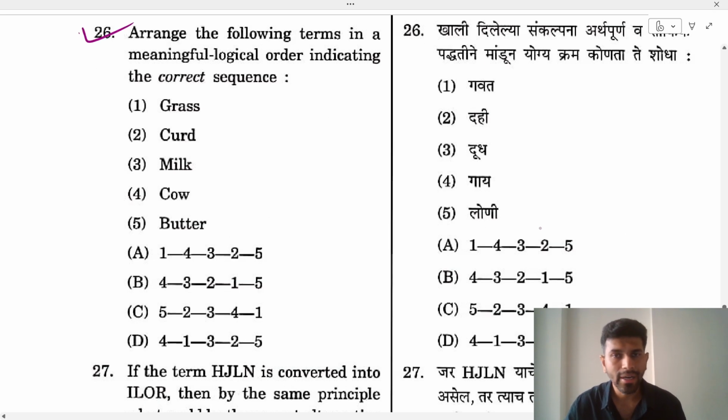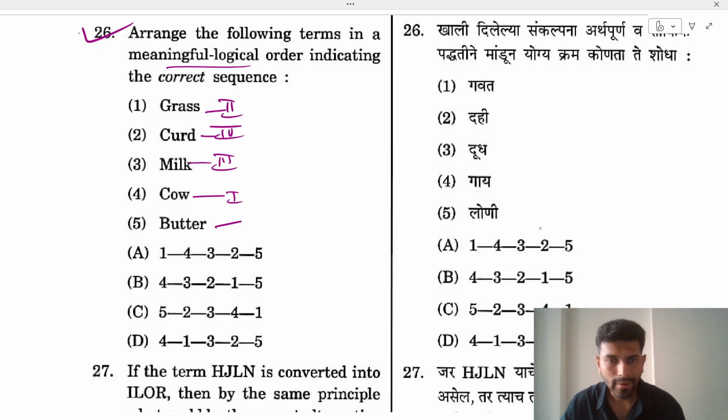Question number 26. Arrange the following terms in a meaningful logical order indicating the correct sequence. Grass, curd, milk, cow, butter. So correct sequence क्या होगा? First, cow, the source. Then it eats grass, produces milk, curd is made from milk, and butter churned from curd. So correct sequence क्या होगा? 4, 1, 3, 2, 5. Option D is correct answer.